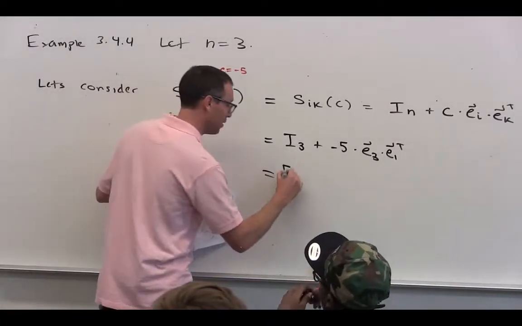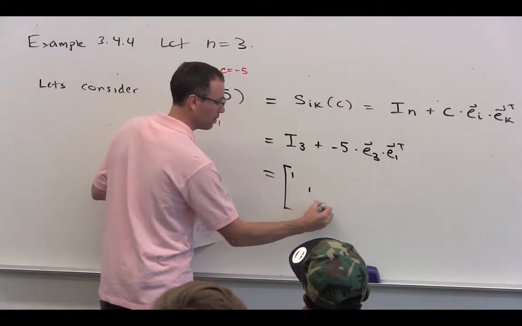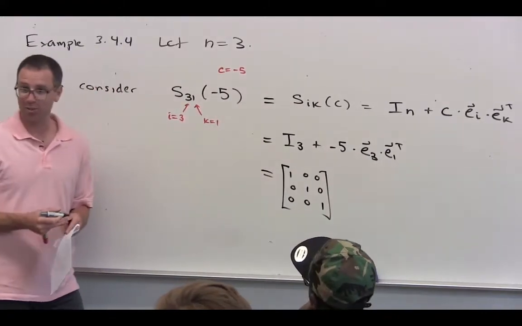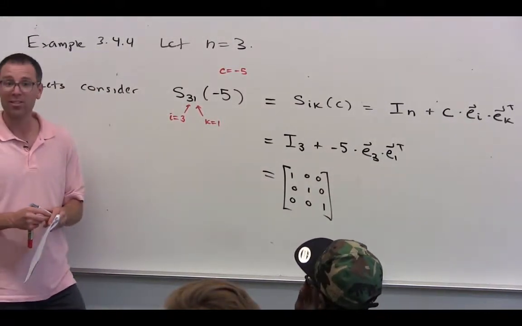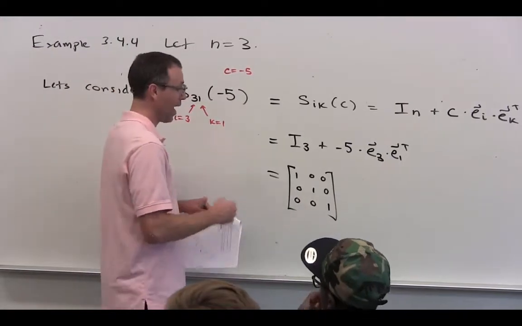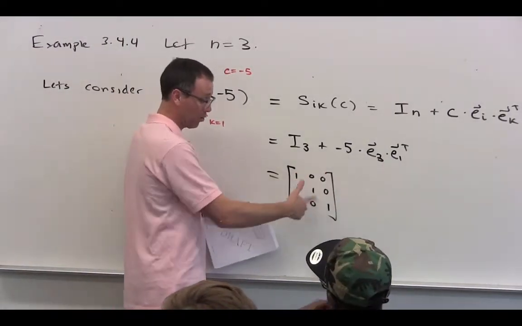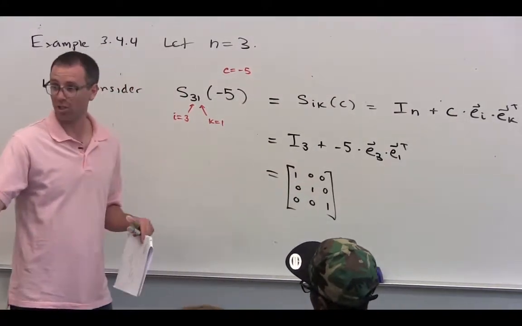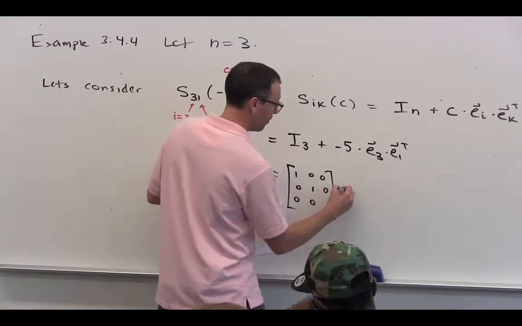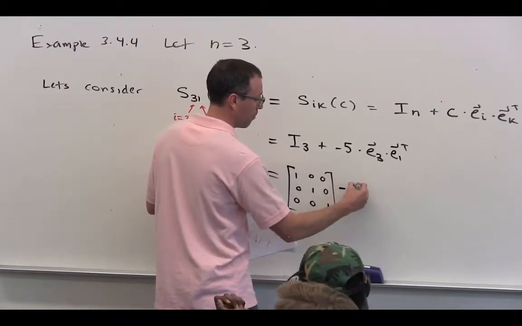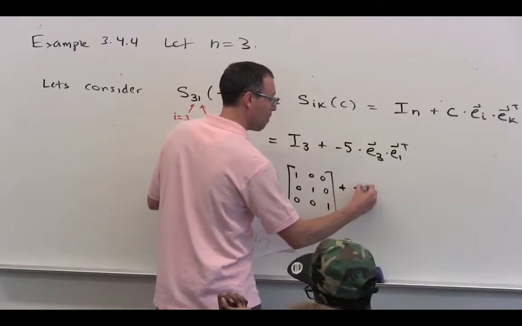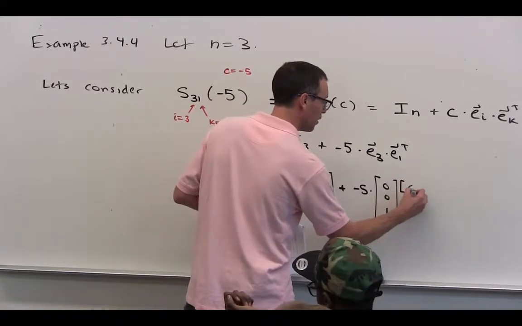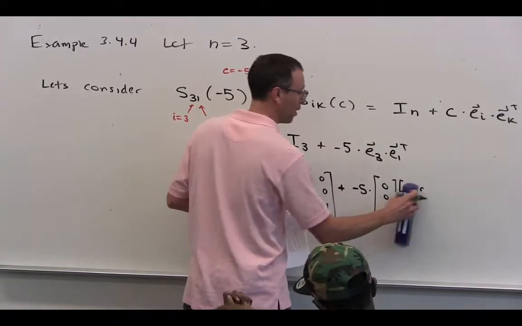Okay, what's next? What is I_3? Use some terminology from the class. It's a diagonal matrix whose main diagonal elements are all 1, and the strictly off-diagonal elements are all 0, which is encapsulated in the definition of diagonal. So now we've got plus -5 times, what is e_3? 1, 0, 0.